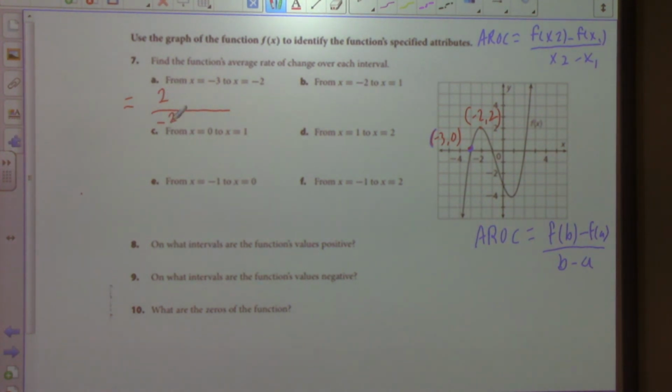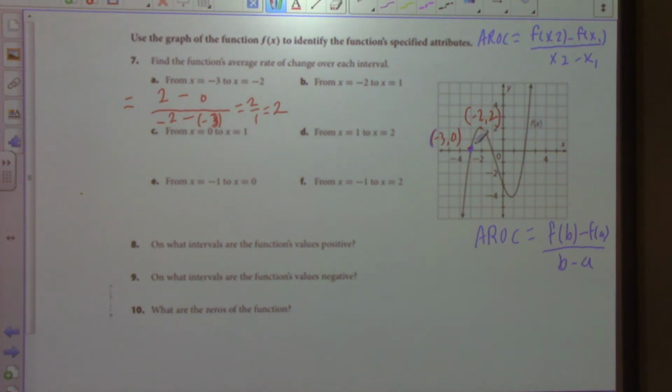x2, f of x2, x2, right? Minus, and now we put f of x1. What's f of x1? 0. And what's x1? Negative 3. Okay, what is this thing going to simplify to here? 2 over 1, right? So 2 over 1 equals 2. So that's going to be our average rate of change.